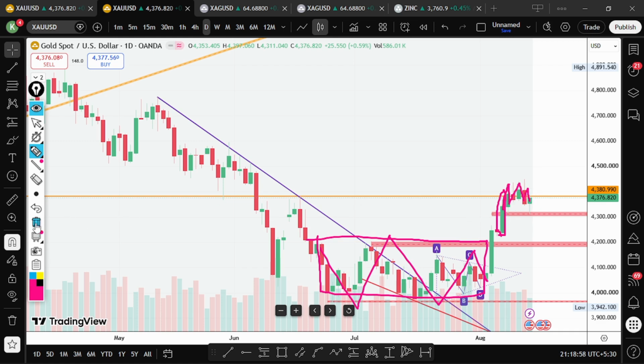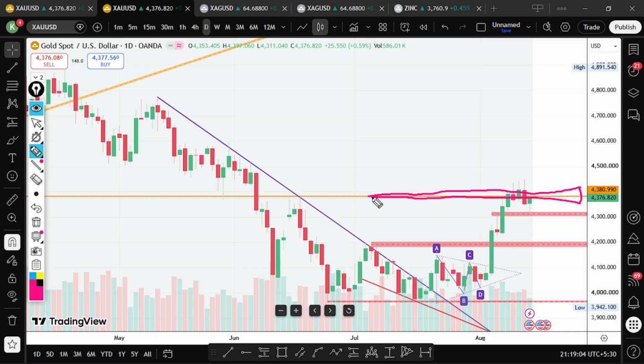and after that market has been waiting for the last few days here, and this is a big horizontal resistance. The 4380 level is a big horizontal resistance. Until and unless gold crosses this level, we couldn't find any good buying trade, and even if you try to take any trade, that might be a trap.